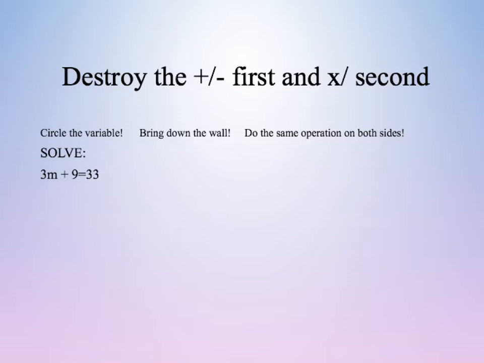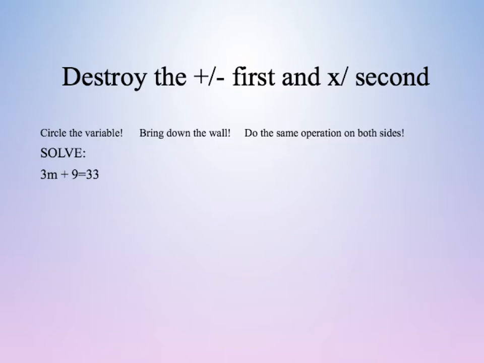We're going to do the exact same thing that we did with the one-step equations, where we circle the variable, bring down the wall, and do the same operation on both sides. The major difference is that we have two different things going on the left-hand side. We have 3 times m, and we have plus 9.